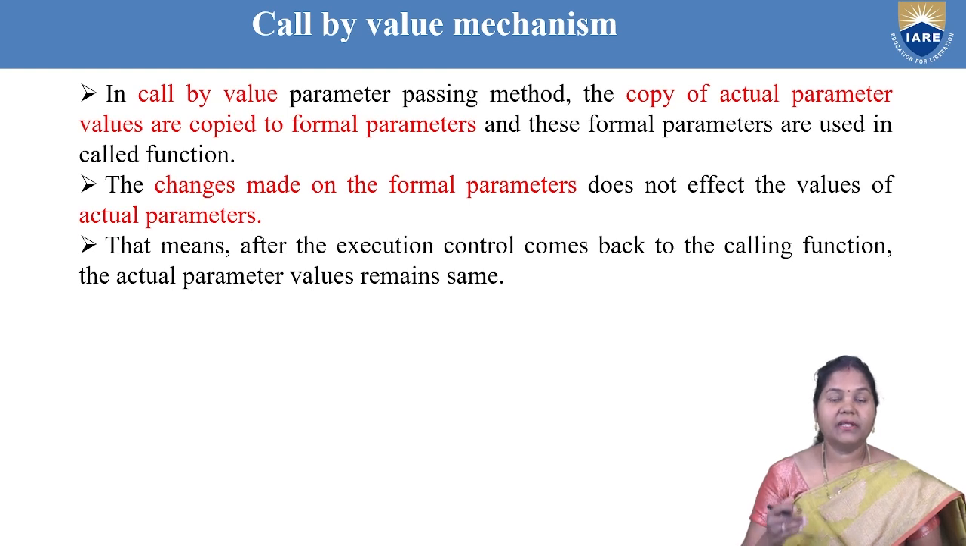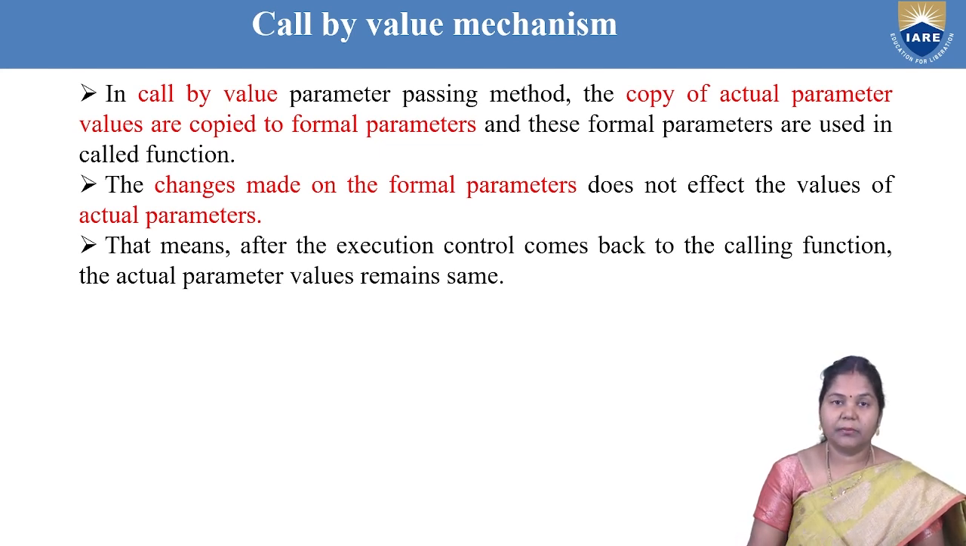In this mechanism, the copy of the actual parameters is simply passed to the formal parameters, and the formal parameters receive and store it in separate variables. Whatever changes you make to the formal parameters don't affect the value of the actual parameters, because the actual parameter values are copied to another set of variables, which are the formal parameters. So both sets of parameters are different. Actual and formal parameters are two separate sets of variables. Whenever you make any changes to the formal parameter, it doesn't affect the actual parameters. Once your task is over, the control comes back to the calling function where actual parameters are, and you will see that there is no change in the actual parameters.